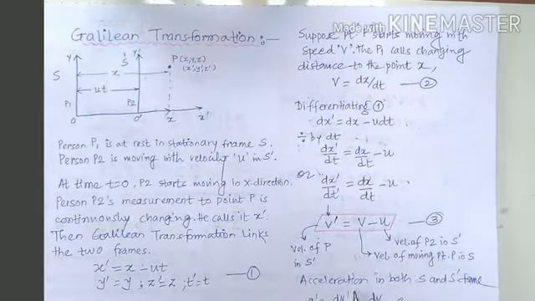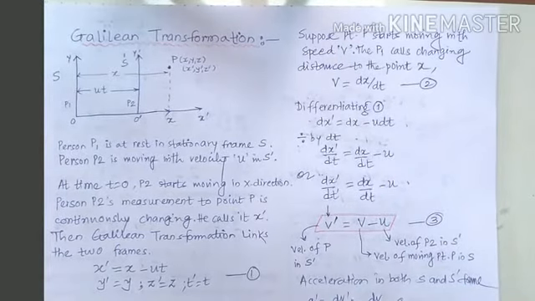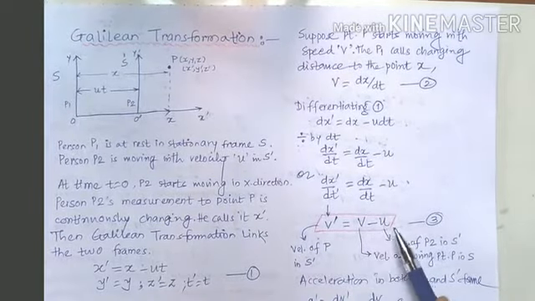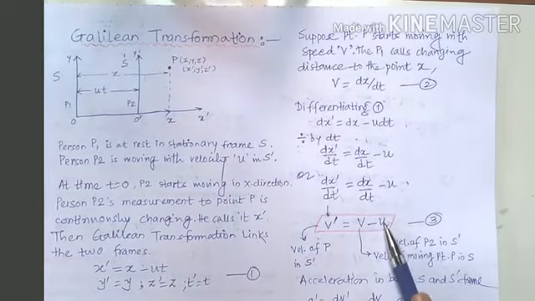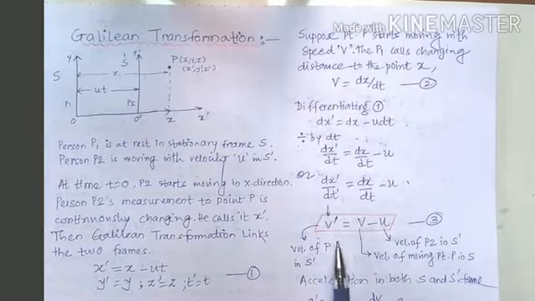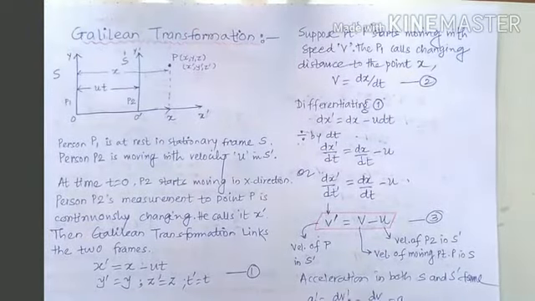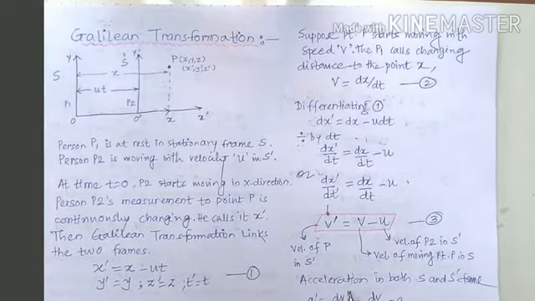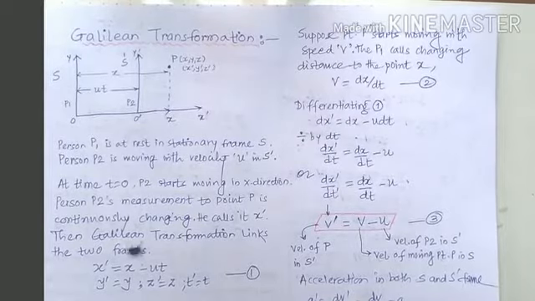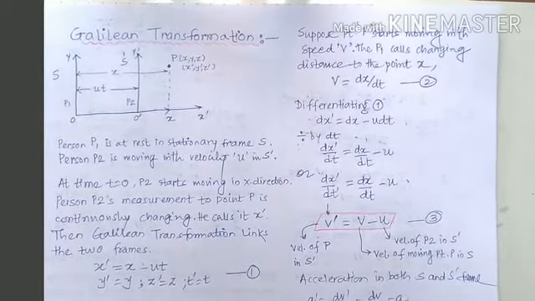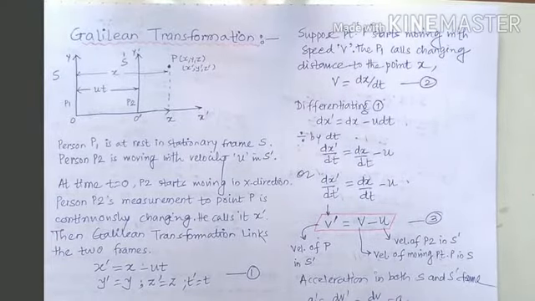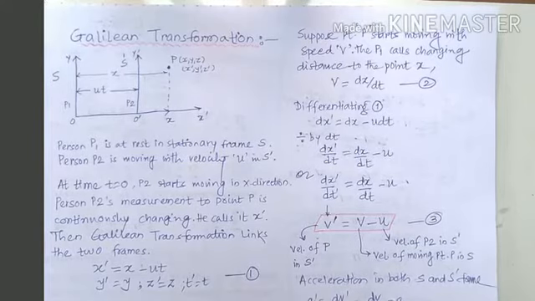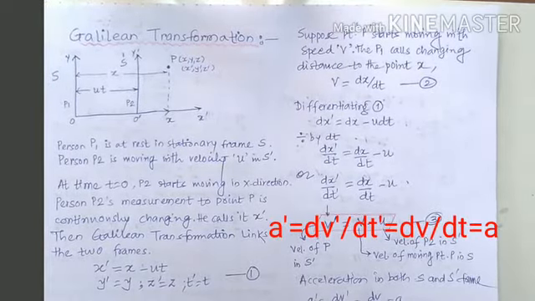Acceleration in both S and S dash frames can also be written as dv dash by dt dash, that is, you have to differentiate the same equation. Differentiating equation number 3, we will get dv dash by dt equal to dv by dt minus du by dt, but this du by dt will be 0 as this velocity is constant. The derivative of the constant is 0. Therefore, after differentiating this equation number 3, dv dash by dt dash is equal to dv by dt. If we call the acceleration observed in the prime frame a dash, and dv by dt we indicate by a, then we find that the acceleration observed in the unprimed frame is the same as the acceleration dv dash by dt in the prime frame, which we will find to be the same.